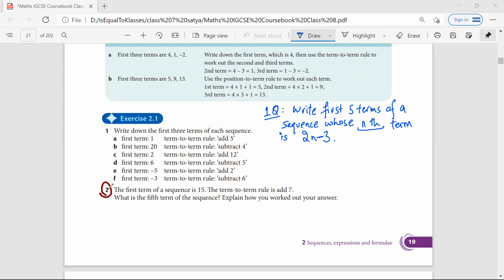Satya, have you done question number 2? No, sir. I'm doing it. Okay. Have you done this question? No, sir. Okay. Shivi, question number 1. Question number 1, minus 1. So the first term would be?